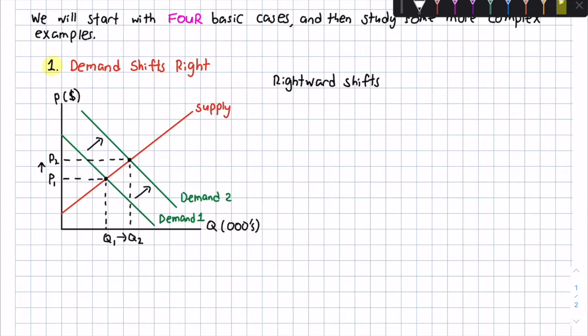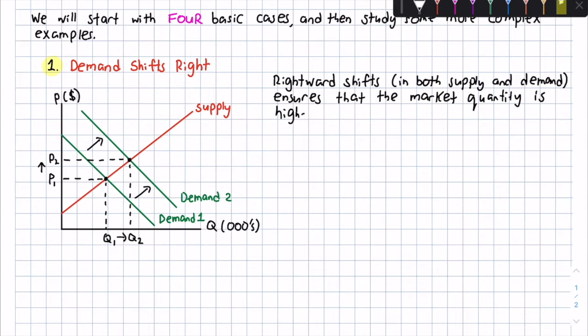So rightward shifts in general in both supply and demand ensure that the market quantity is higher, as we saw, for a fixed market price. This signifies a positive change. And we can also have positive changes in price or negative changes based on whether the supply moves or not.